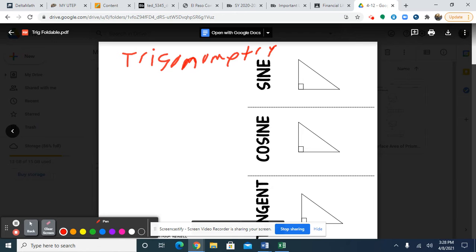So when we have a right triangle, we're going to have these two sides that we call the legs. And then the longest side right there, which we call the hypotenuse.